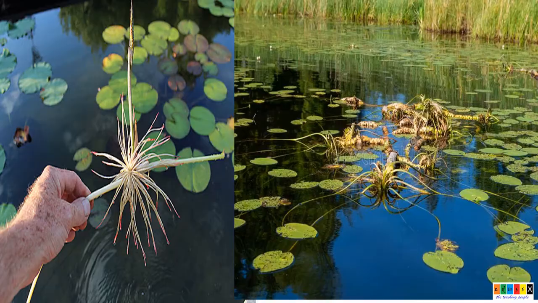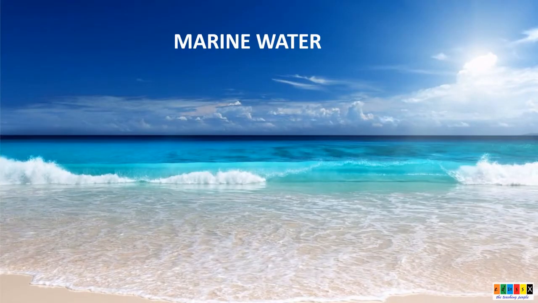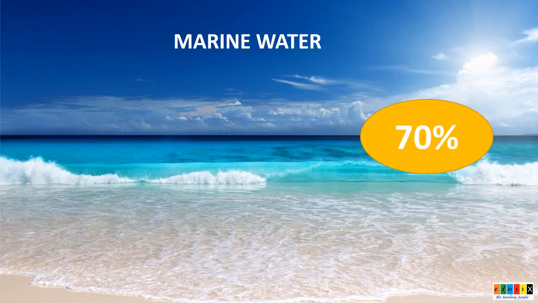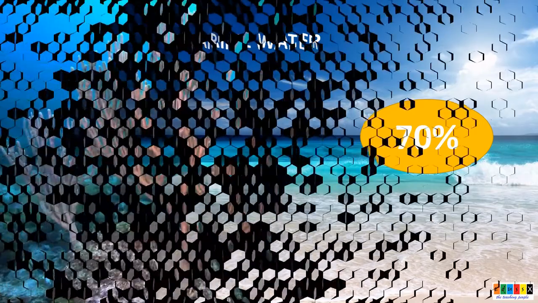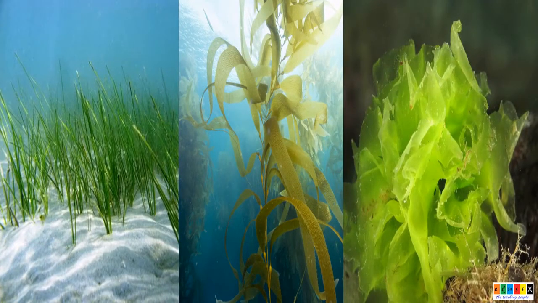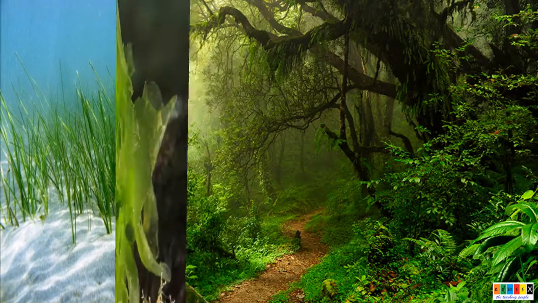Next one is the marine water habitat. From outer space, Earth looks like a blue marble. That's because 70% of Earth's surface is covered by oceans. Oceans also support the growth of plants. Marine algae, sea grasses, marsh grasses and phytoplanktons are some examples of marine water habitat. Next we shall discuss the terrestrial habitat.